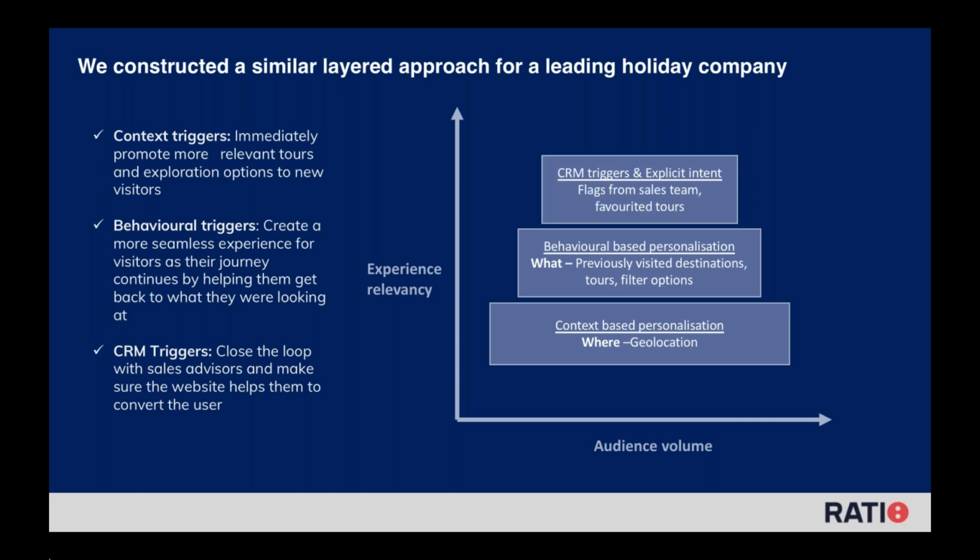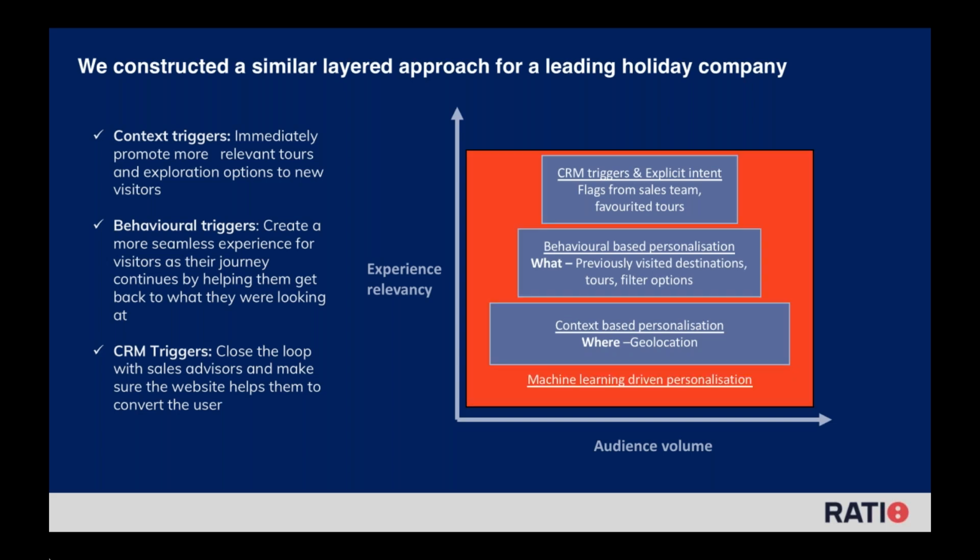And then we've looked at CRM triggers and the explicit intent that's provided by users, whether that be flags in the CRM about what holiday in particular a user is interested in, or whether a user has favorited a tour in particular. And these let us close the loop with the offline data and make sure that the website is reflecting the totality of the user experience with the brand.